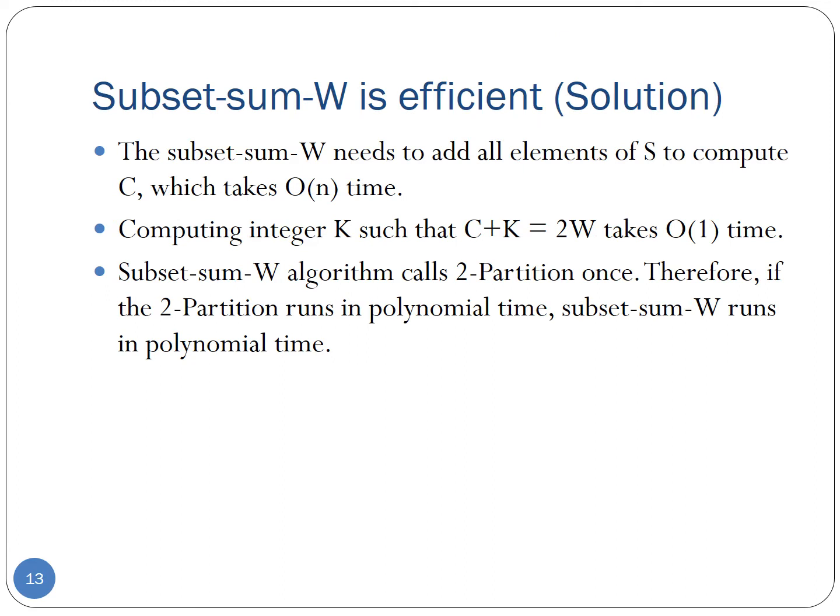We now need to show that our subset sum W algorithm that we constructed is an efficient algorithm. Notice that it first needs to add all the elements of the input set S to compute the value of C, so this is going to take O of n time. After this, it has to compute the integer k such that C plus k is equal to 2W. Once you have the value of C and you know W, this is a constant time operation. And finally, our subset sum W algorithm calls the two partition algorithm exactly once. Therefore, if our two partition algorithm runs in polynomial time, let's say O of n to the power c, then our subset sum W should also run in polynomial time.